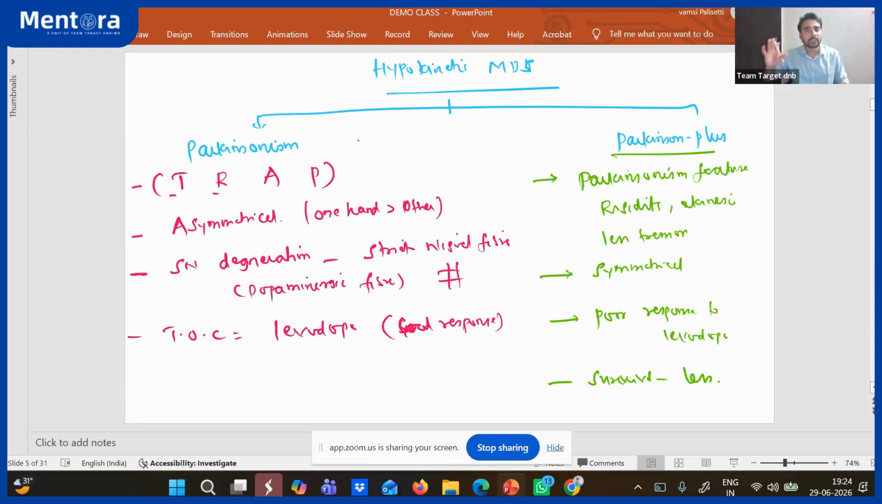So Parkinson plus features are very important. The patient will have Parkinsonism features, but not completely all four cardinal symptoms. Rigidity and akinesia is there, but tremors are very less frequent. But they are always symmetrical. One hand rigidity, other hand is also rigidity, and they have poor response to levodopa. That's why their survival is very, very less. Simple thing: one is Parkinson's, other is Parkinson plus syndrome.